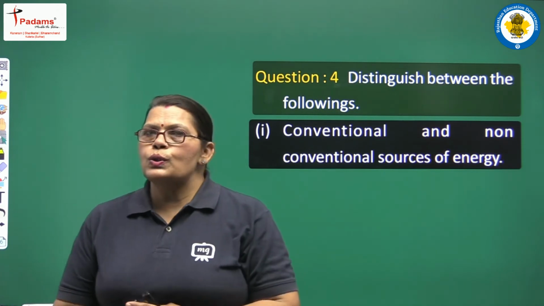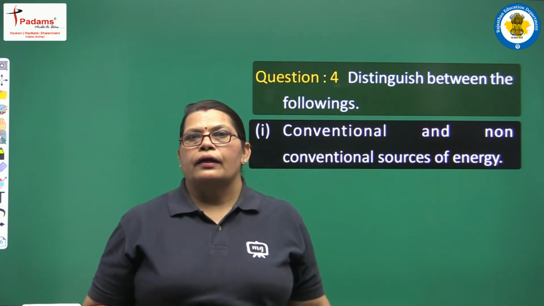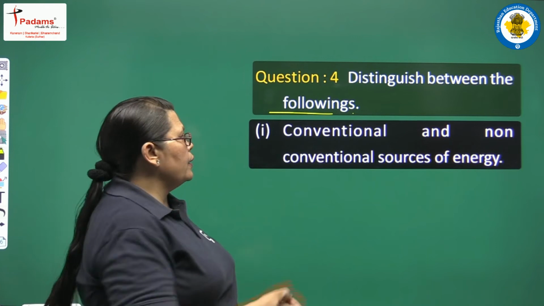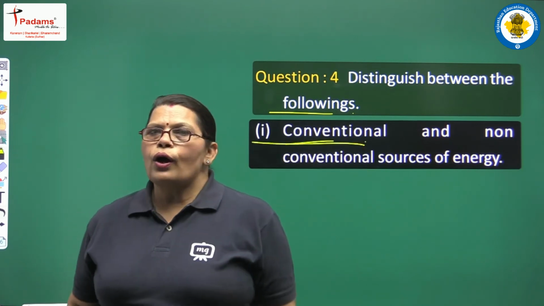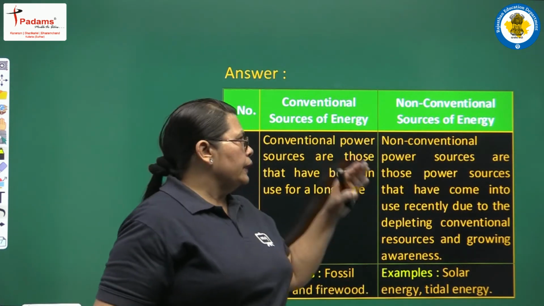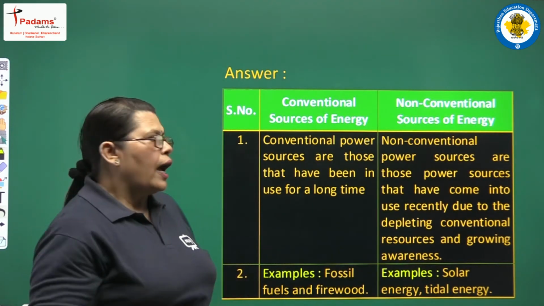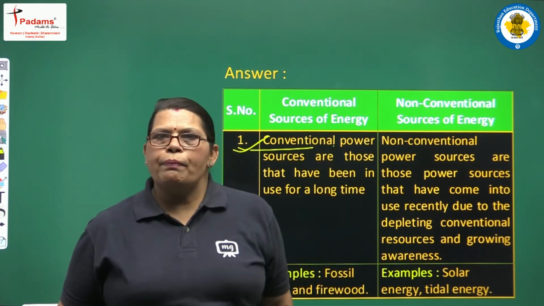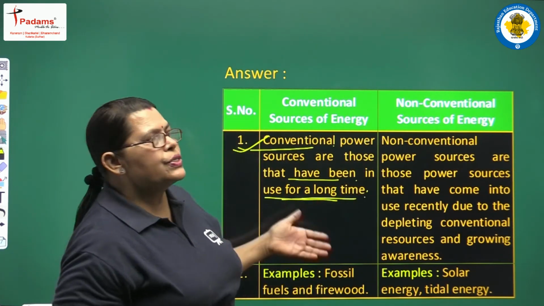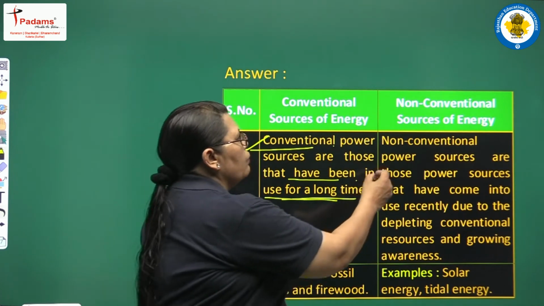Our next question is the last question, with different options. Yes, we have many options in this one. We have 4 parts here, and in this 4th question we distinguish between different things. Our first question is about conventional and non-conventional sources of energy. As we had discussed the different types of energies, what are conventional sources and what are non-conventional sources, what are the main distinguishing points. We include the first one here. Conventional power sources are those that have been in use for a long time. Yes, conventional power sources have been used over a long time period. We are using this one. And what about non-conventional?